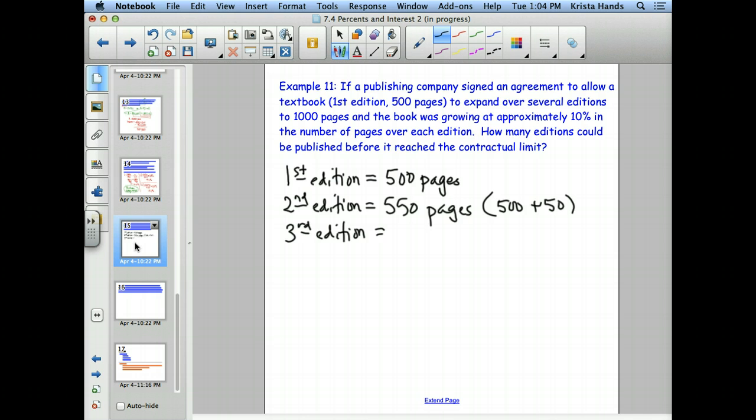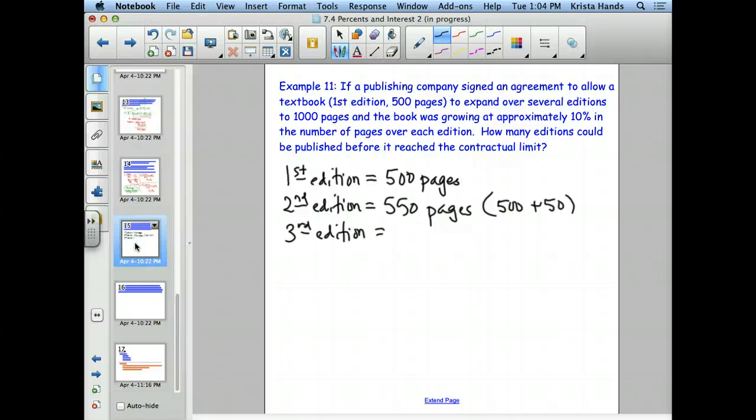Okay, so why is it 55 this time, Devin, instead of 50? Yeah, I'm supposed to increase 10% of the size of the book that I'm working with. But I've got a bigger book now that I'm working with to increase upon, right? That's compound interest, because you get interest on your interest. Here, we're increasing our page length based on our new page length.